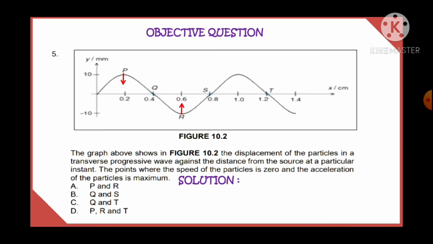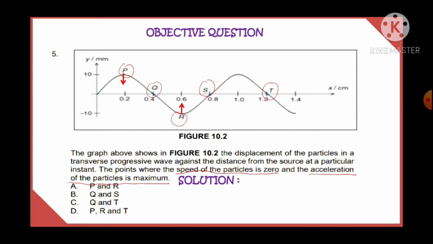Question number 5: the graph shows the displacement of the particle in a transverse progressive wave against the distance from the source at a particular instant. Find the point where the speed of the particle is 0 and the acceleration of the particle is maximum. Meaning that we want to find where the speed is 0 and the acceleration is maximum. Referring to the question, there are the points P, Q, R, S and T. So we need to identify, among these five points, which one obeys the question.